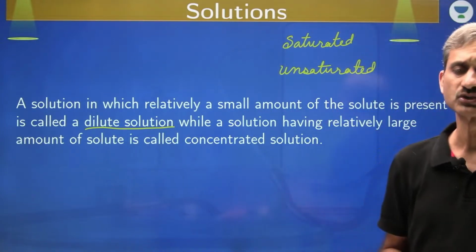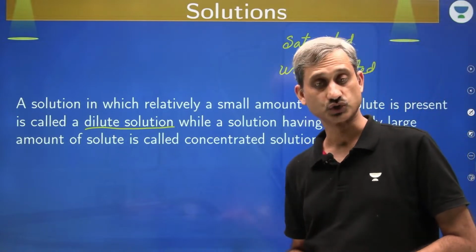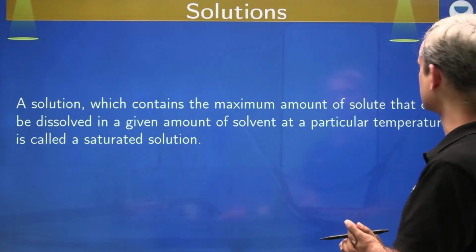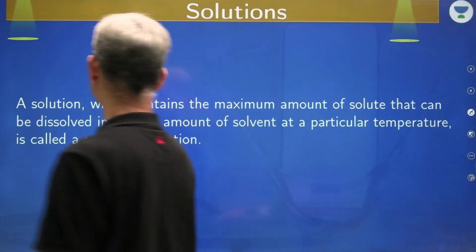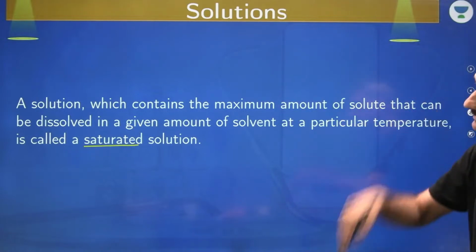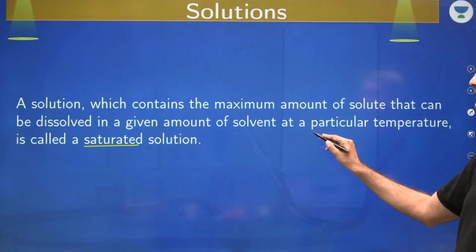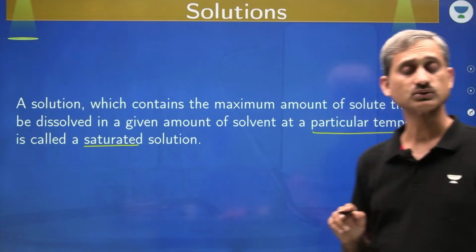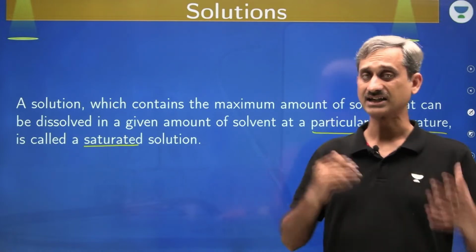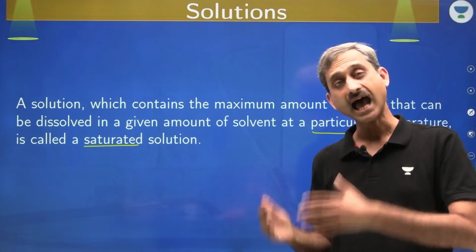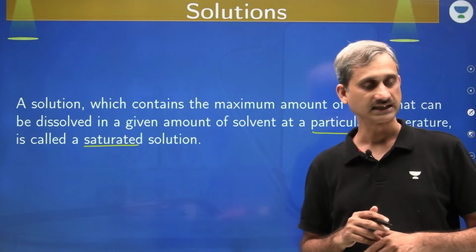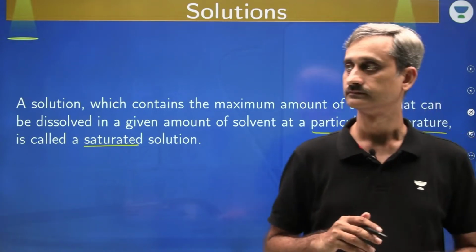So that's what we have as saturated, concentrated, dilute solutions. Now, having talked about that, this is what we have as a definition of saturated. A solution which contains the maximum amount of solute that can be dissolved in a given amount of solvent at a particular temperature. Please remember, the saturation has a lot to do with the temperature. If we are able to change the temperature, then a saturated solution might become unsaturated, and an unsaturated solution can become saturated by just changing the temperature. Is this clear?